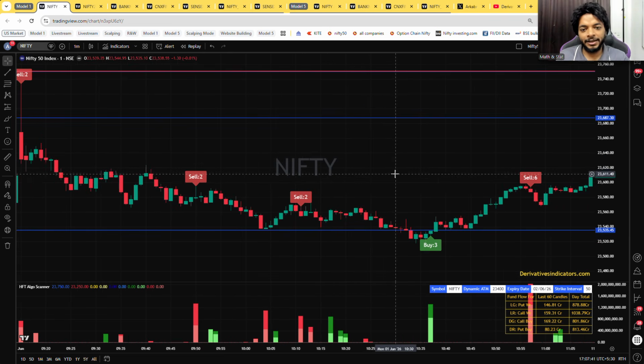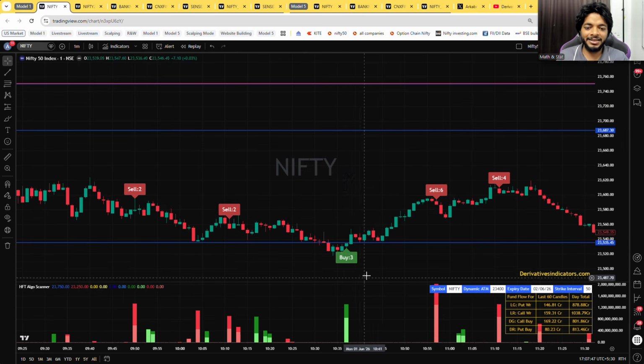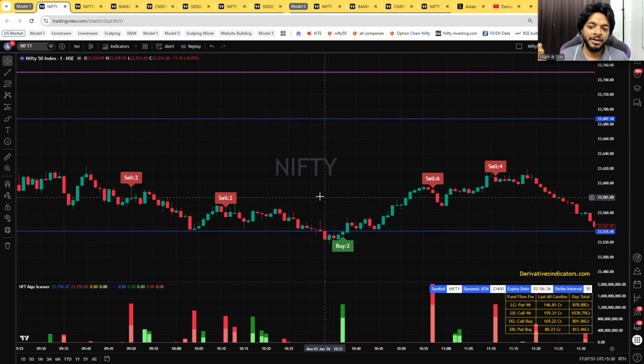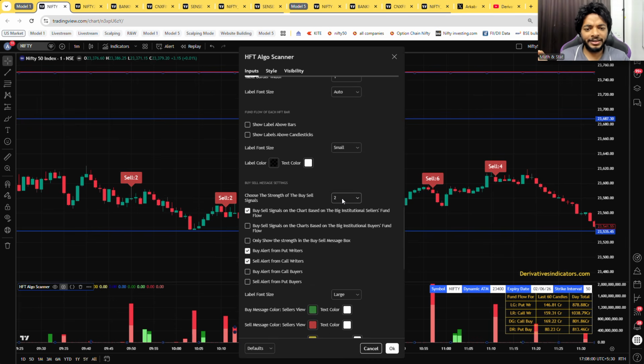And if you see the numbers beside it, like sell of strength 2, or buy 3, those indicate strength. The strengths are numbered on a scale of 1 to 10. We usually follow strength greater than or equal to 2. If I keep it at 1, there will be more noise, more signals would be coming, so we keep it greater than or equal to 2. If you want, you can also keep it greater than or equal to 1.